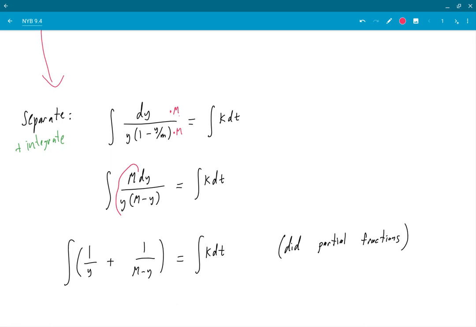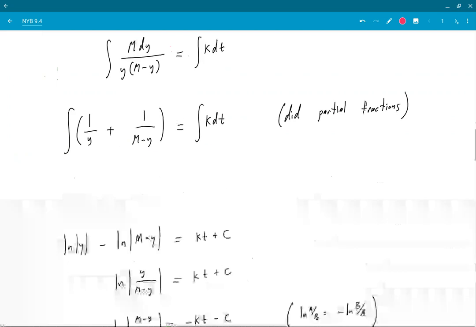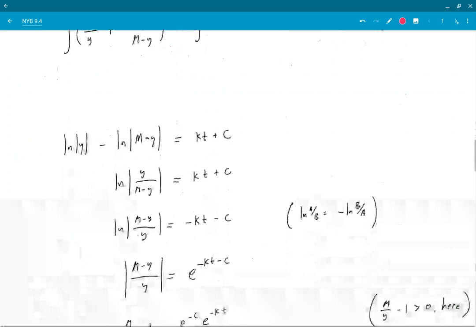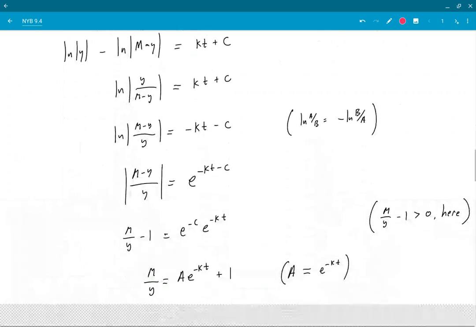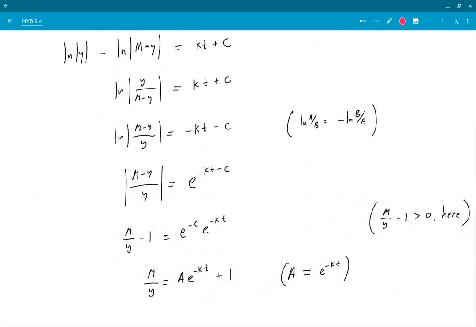Now, if I look at this here, I can actually do partial fractions. I'm not going to show my work, but this is what happens. Now I can integrate both sides. And a whole bunch of technical steps.